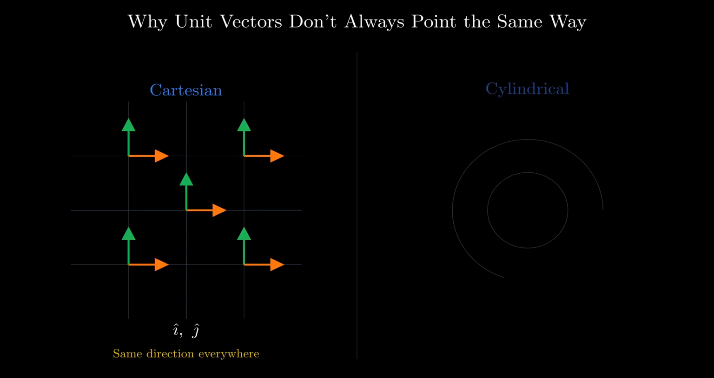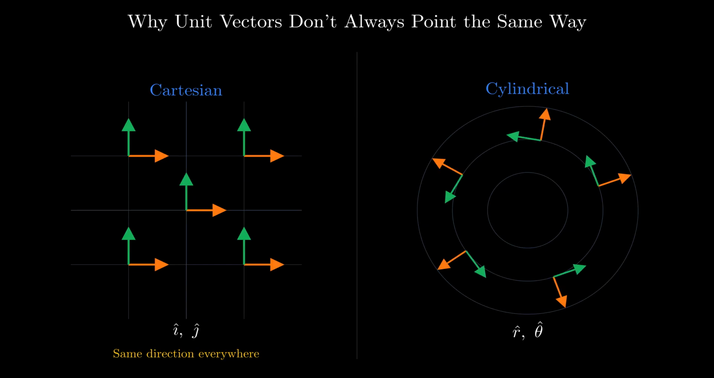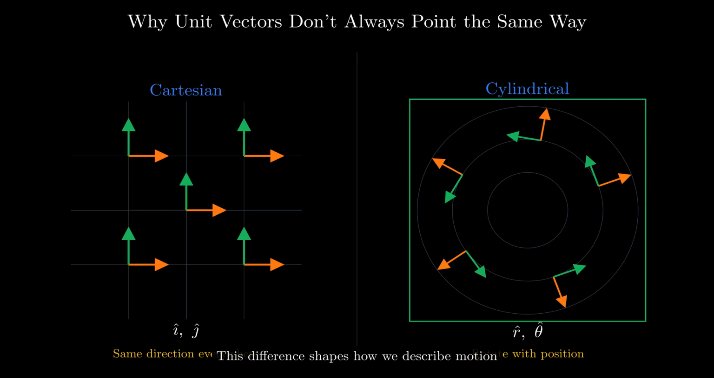In Cartesian coordinates, the unit vectors point the same way at every point in space. In cylindrical coordinates, they don't. Move to a new location, and the unit vectors rotate with you. This single difference shapes how we describe motion in physics. We'll build both systems from scratch.